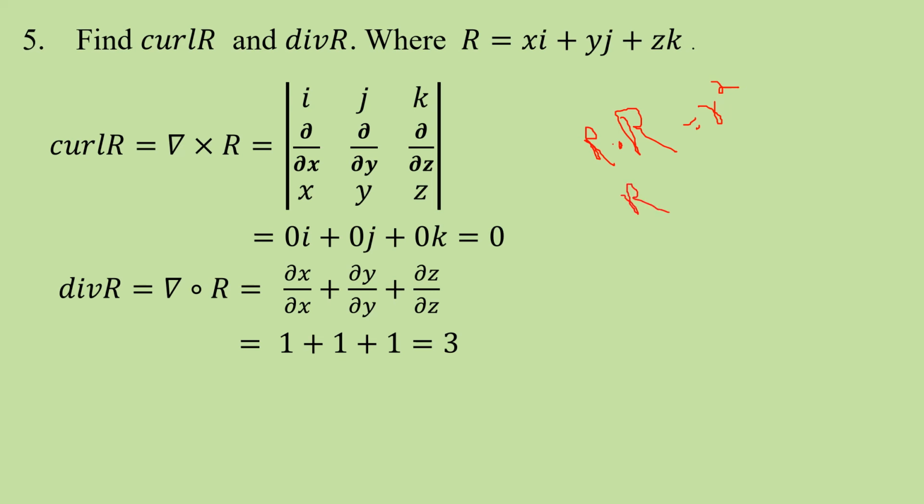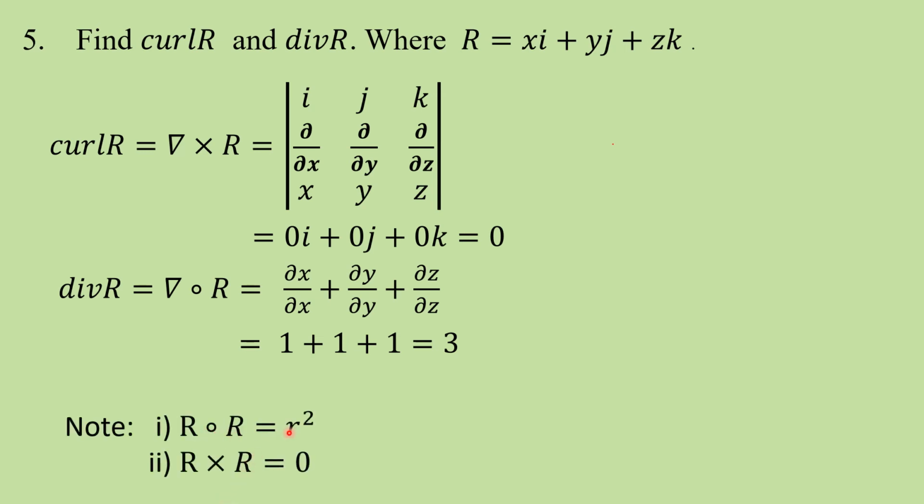And what about r cross r? The cross product of r with itself is 0. Obviously we get 0, because if I write the determinant i j k, the components of r are x y z, and again the components are x y z. So i into y z minus z y, that is nothing but 0, yz minus yz, 0. The component of i is 0. Similarly, the components of j and k are 0, that is 0i plus 0j plus 0k. So I can take this as a note: divergence of r is 3, curl of r is 0, r dot r is r square, and r cross r is 0.